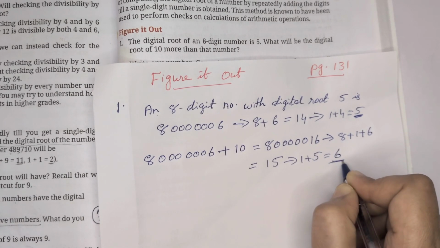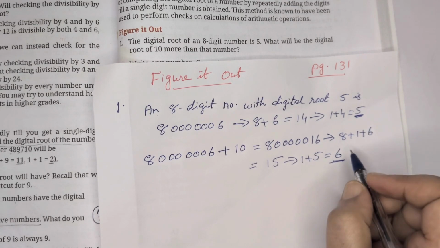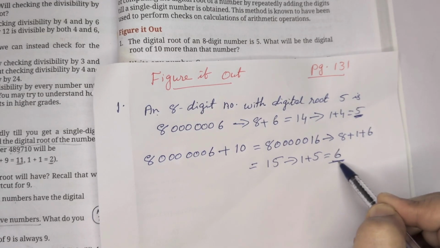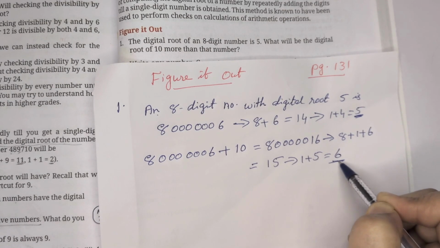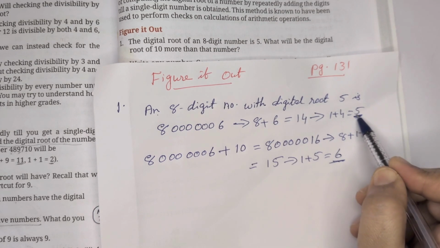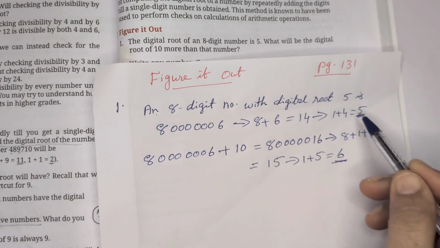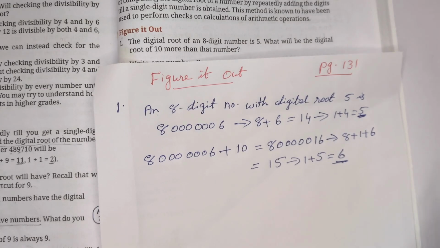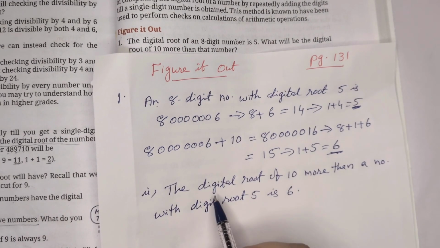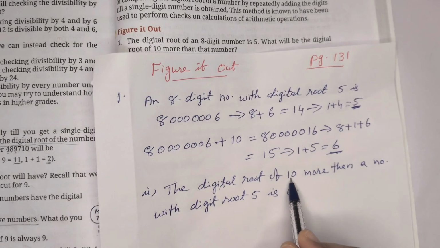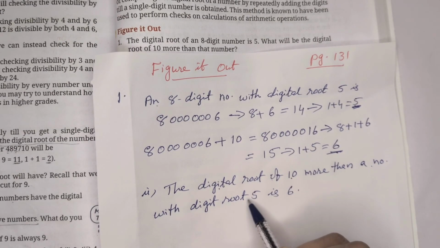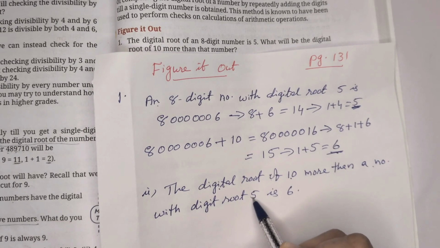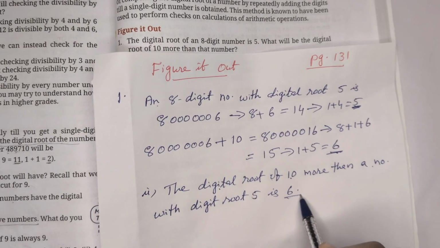So the new number, that means 10 more than the number with digital root 5, the digital root of the new number will become 6. So the previous was 5. If you are adding 10 more than that, it will come 6. So we can write that the digital root of 10 more than a number with digital root 5, that new number's digital root is 6.